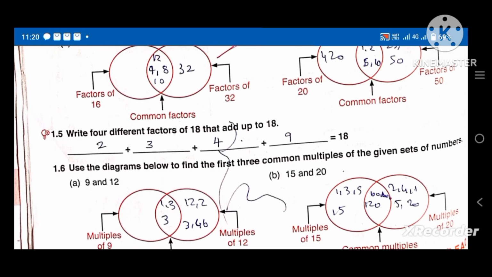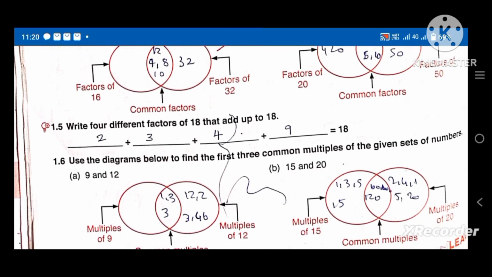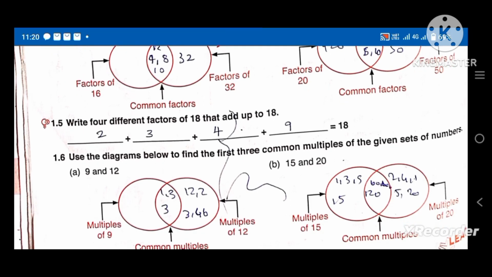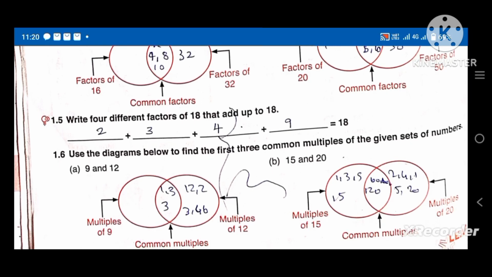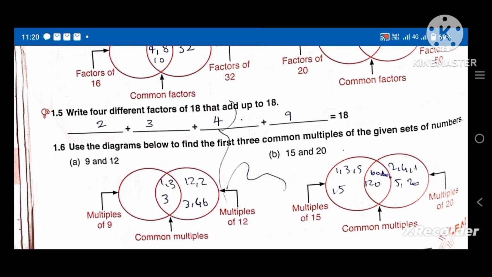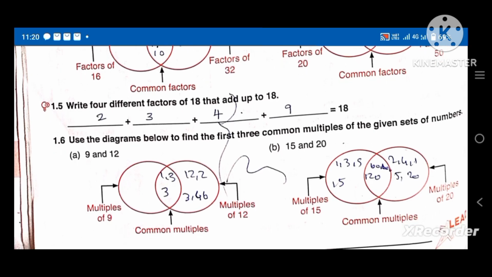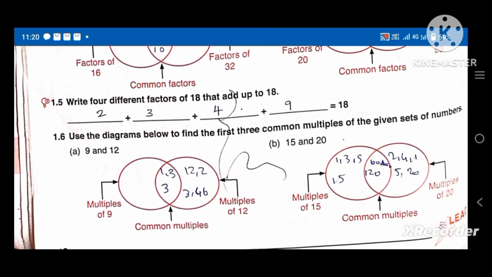1.5. Write 4 different factors of 18 that add up to 18. 2 plus 3 plus 4 plus 9. 1.6.